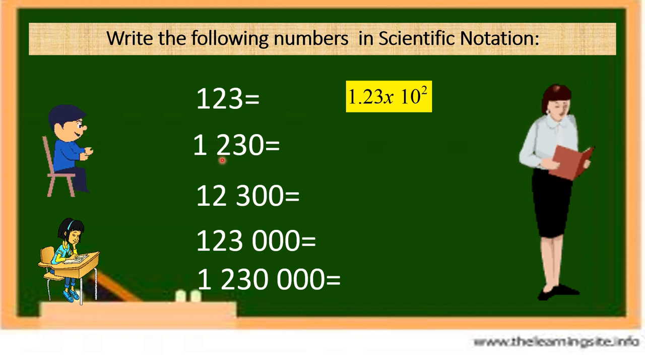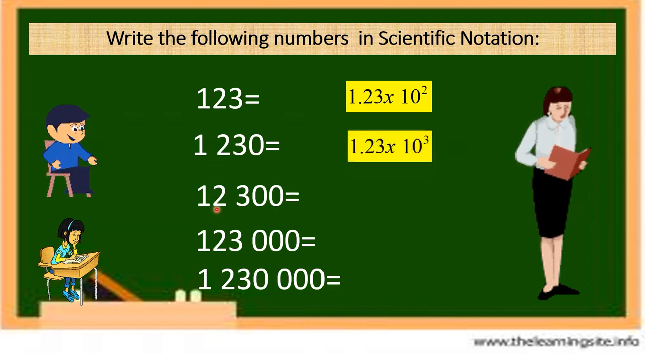We are in the next number, 1,230. The first non-zero digit is 1, so we place a decimal point between 1 and 2 and count the number of digits to the right. 1, 2, 3. So the answer is 1.23 times 10 cubed.